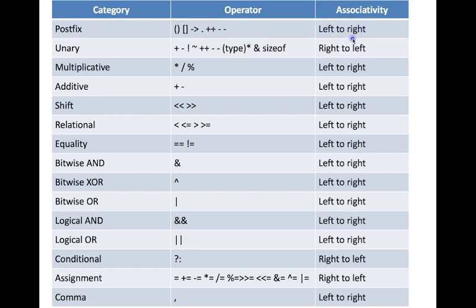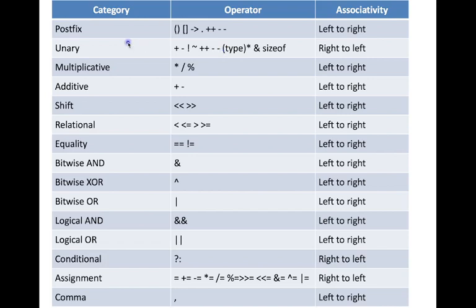The associativity is from left to right. When we learn about expressions, you will understand what this associativity is; it evaluates from left to right. Then we have unary operators like unary plus and unary minus. If you give minus 6, it is not the subtraction operator, it is unary minus. Then the unary not operator, tilde, and plus plus, which is the pre-increment operator. Then type casting, star, ampersand, which we will learn later, and sizeof also.